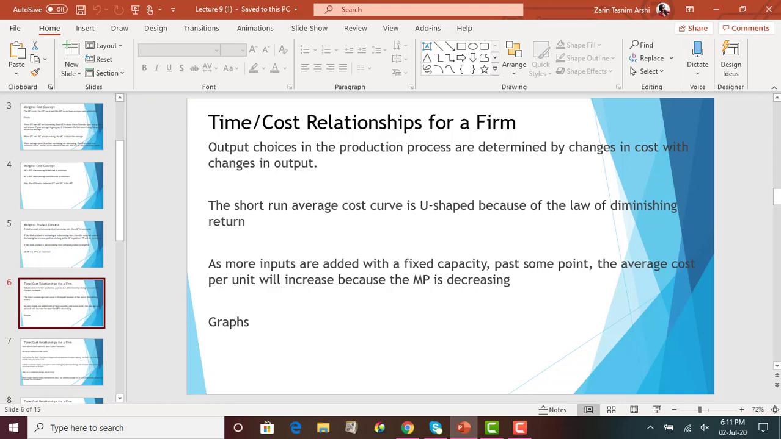Let's say when we keep on adding workers, up to some point the output will go up, but after that point the output will start decreasing, which means marginal cost is going up, and as a result the average cost per unit will also increase. And that's why we have a U-shaped curve.